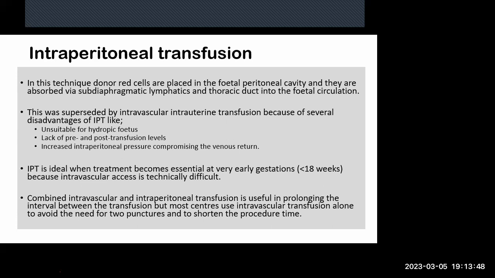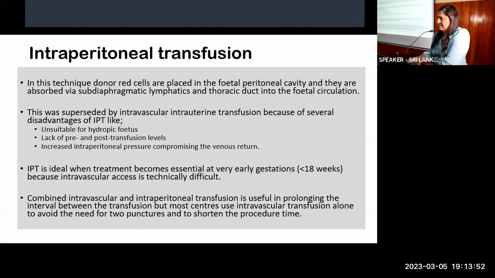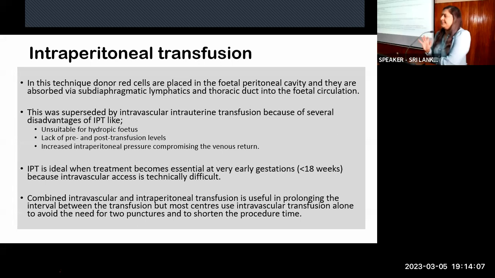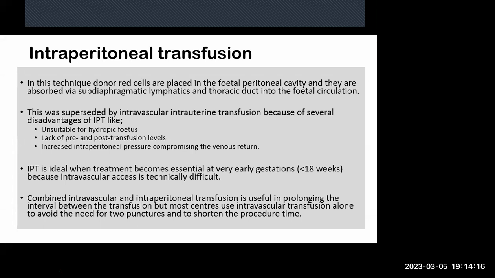Hello, madam. You talked about checking the paternal blood group. How would it influence our management? Because anyway, we are checking the antibody titers and monitoring the middle cerebral artery peak systolic velocities. So what is the benefit of doing that? Are you talking about paternal blood group for rhesus disease or for something else, ABO incompatibility? For rhesus disease.